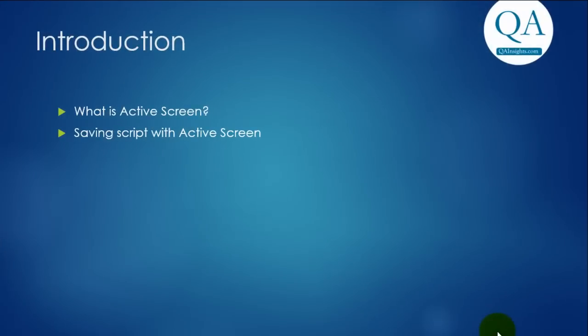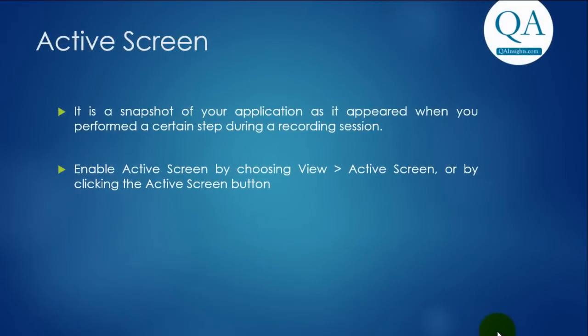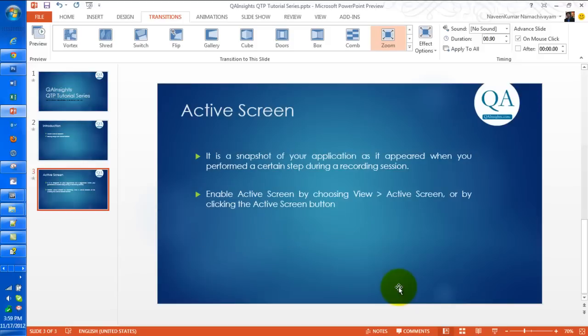In this tutorial, we will see what is Active Screen and how to save your script with Active Screen technology. Active Screen in QTP enables users to capture the snapshot of the application during a recording session. It can be activated by going to the View menu or by clicking the Active Screen button in the toolbar.